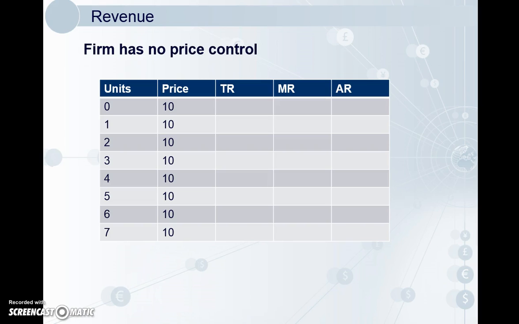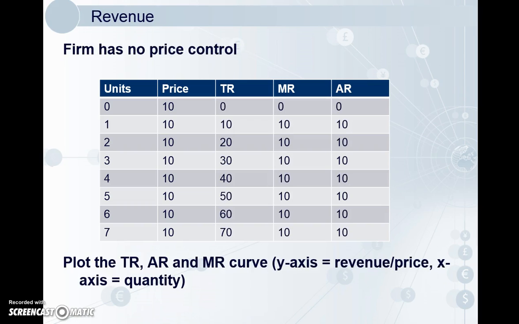Okay, we're looking at a firm with no price control. As you can see, the price does not change. It's 10 the whole time. Pause now, draw up this table and calculate total revenue, marginal revenue, and average revenue. Okay, should look like this. If it doesn't, well, go back and check your work.